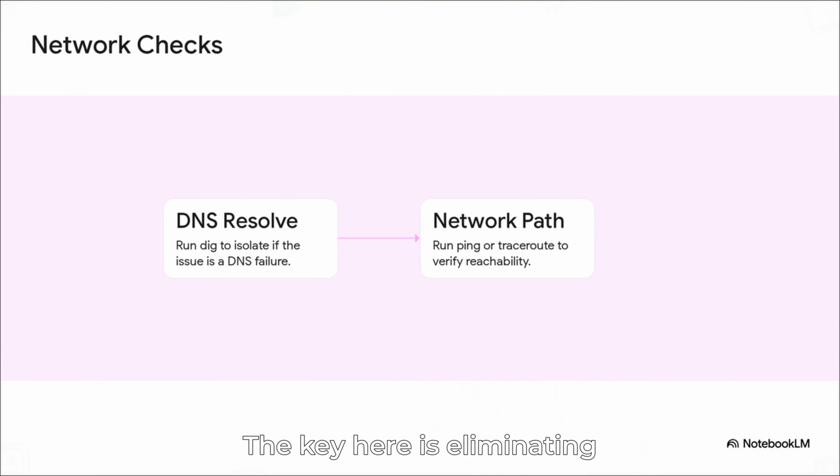The key here is eliminating variables sequentially. Step 1, you hit them with a dig command live on their machine. Does the internal portal's name actually translate to an IP address? If no, boom, their DNS settings are wrong. If it does resolve, we move to step 2. You use ping and then traceroute to ensure the local network is actually successfully routing traffic to that specific server. Is a VPN dropping the packet somewhere? Traceroute is going to tell you exactly where.